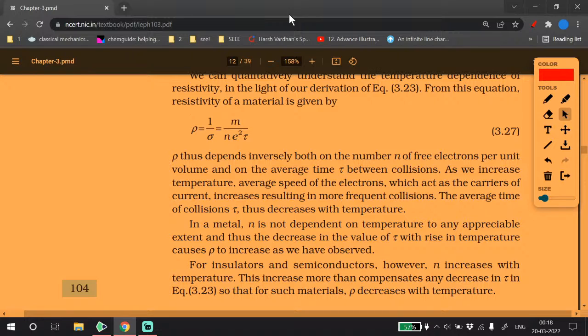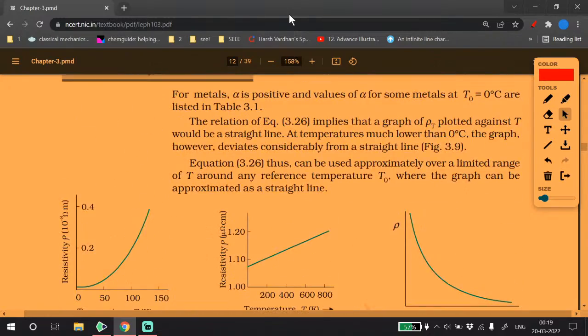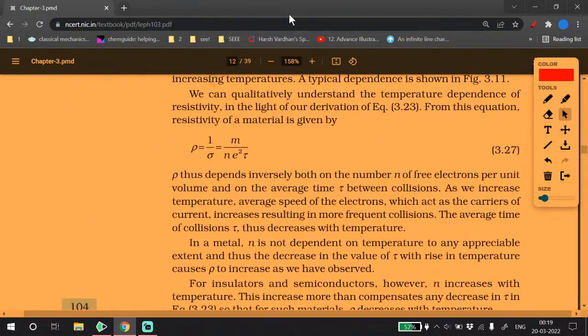So let us understand why resistivity increases with temperature. So we know that resistivity is 1 by conductivity, which we derived earlier, where we combined all three equations: the drift velocity equation, the vector form of Ohm's law, and I is equal to neAv. All we combined and found the conductivity.